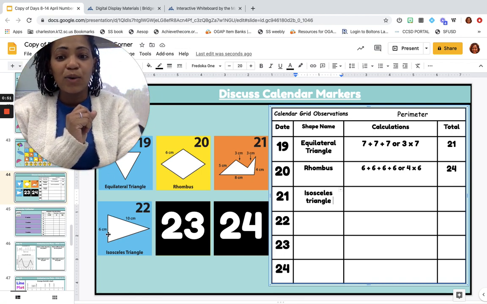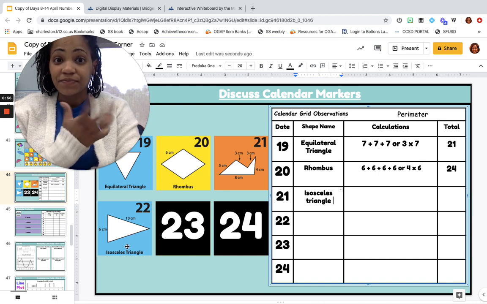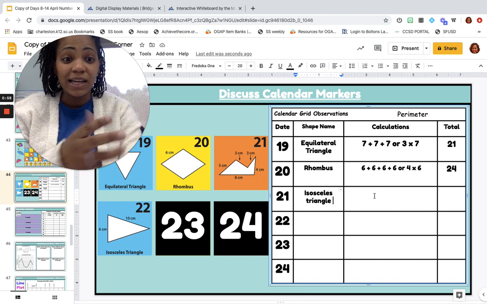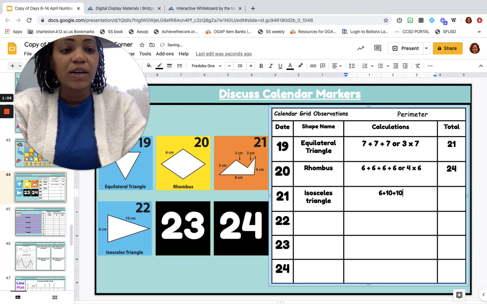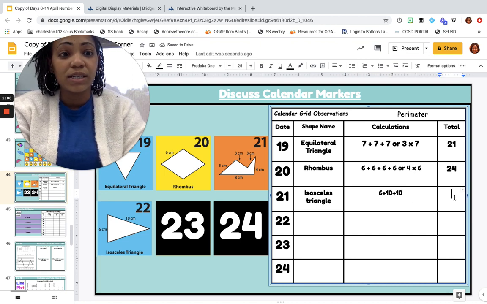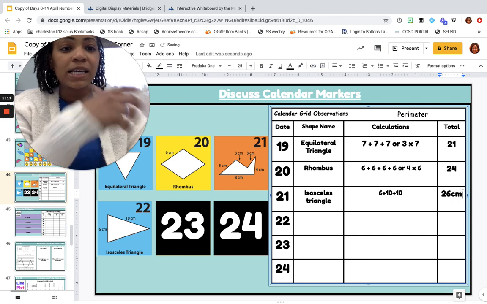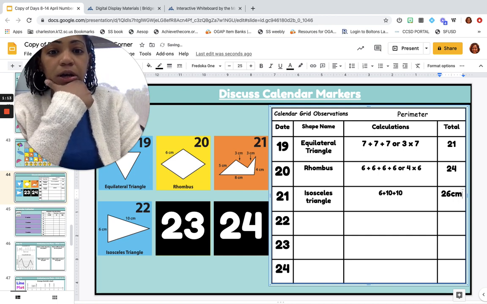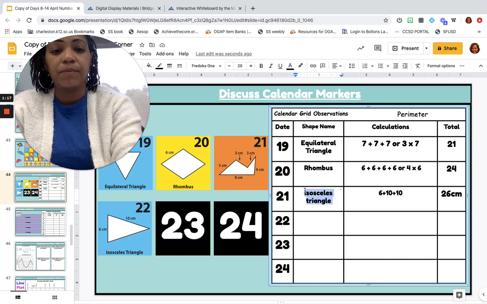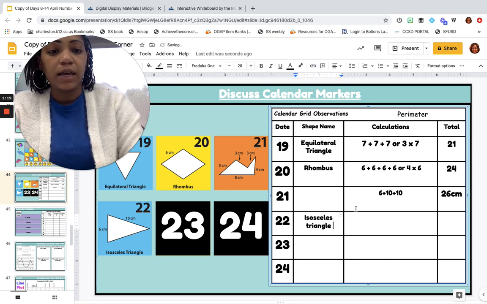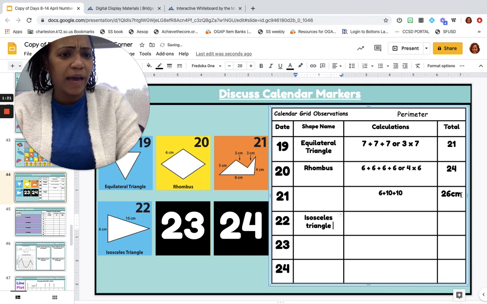And so we have 6 here, 10 here. What do you think this side is? It's going to be 10. So we have 6 plus 10 plus 10, which is going to give us what? Good. 26 centimeters. Oops, and I'm filling that out for the wrong day. So let me put that here. I was like, that doesn't follow the pattern that we talked about.